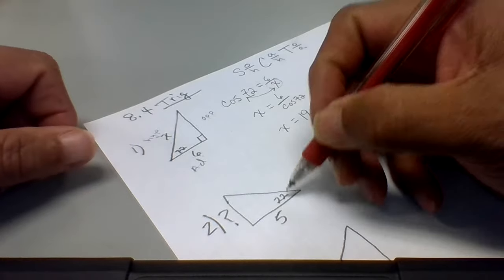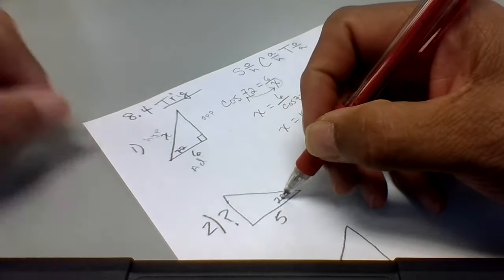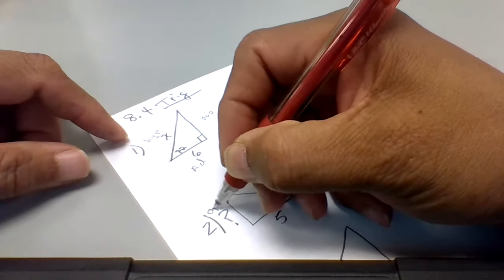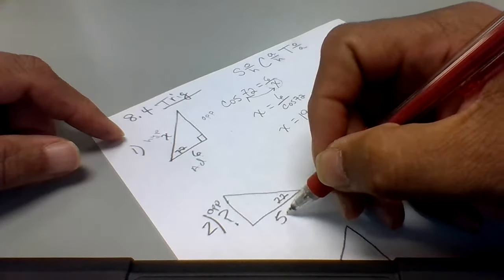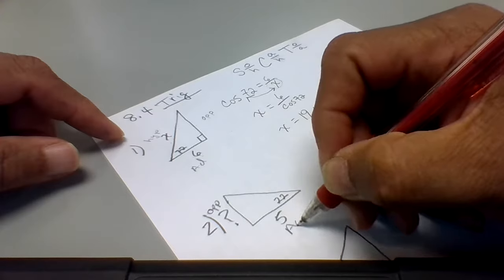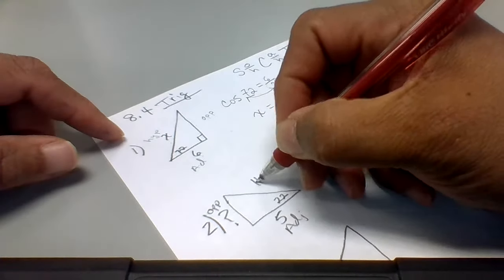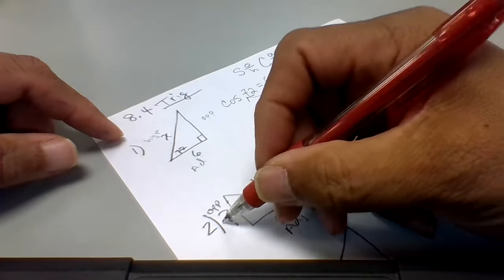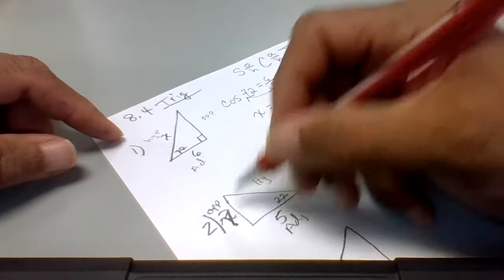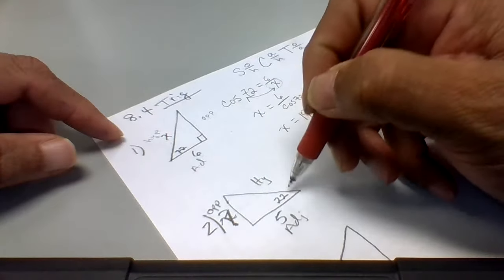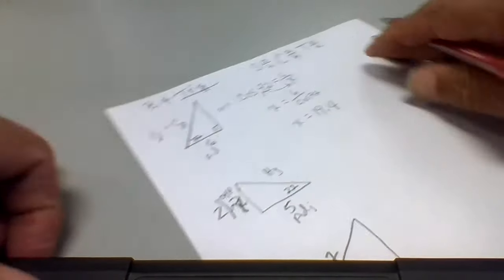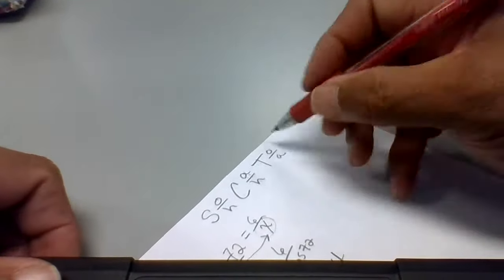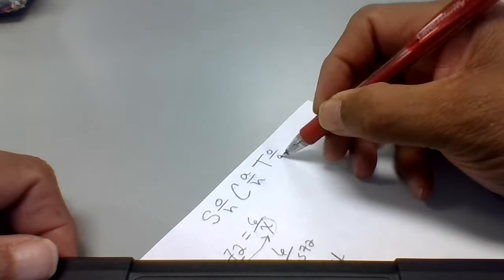If you take a look, the 22 is here. Straight across is opposite. This would be the adjacent, and then this would be the hypotenuse. They're looking for this, so this is the same thing as x. So what's given to me? Opposite and adjacent. So if I take a look at my functions, opposite and adjacent is the tangent.